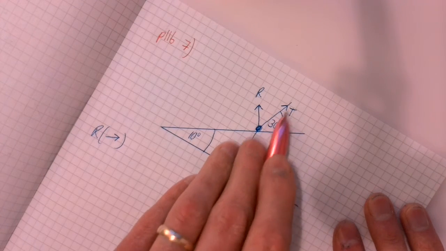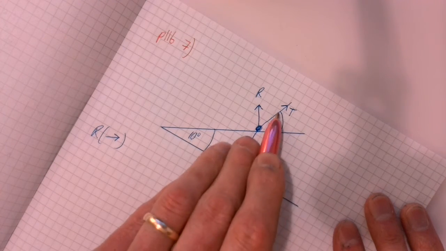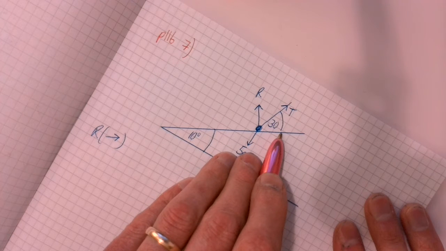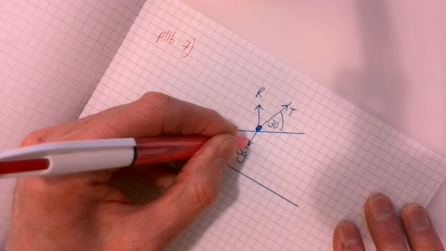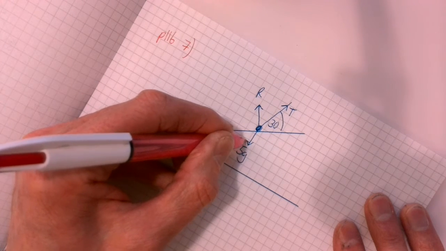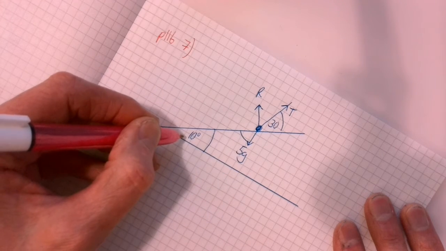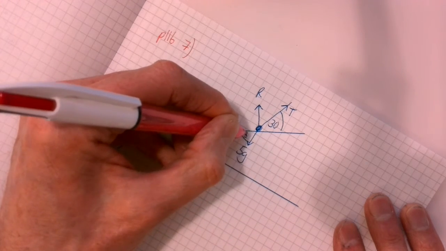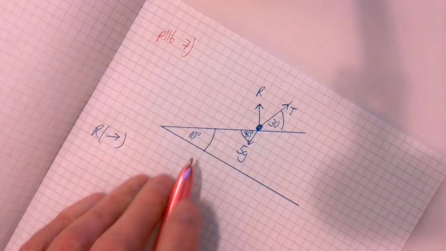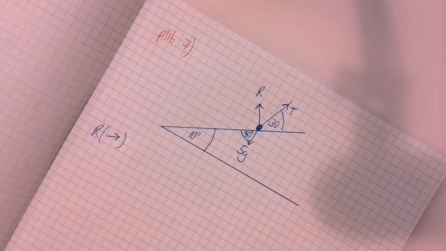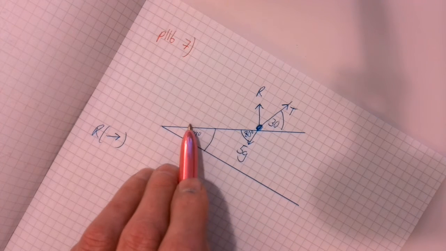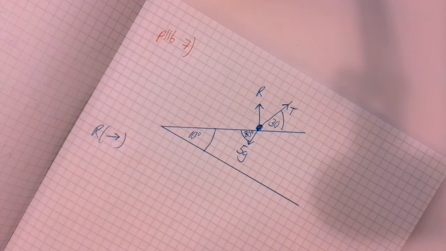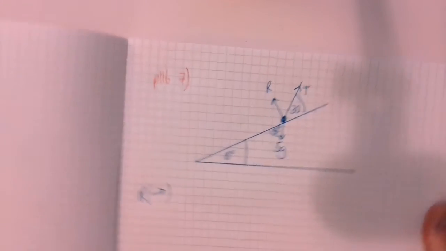I've got this force here pulling it up, and the angle between that force and the plane is 30. And I've got this force pulling it down, and the angle there is going to be 80. I deliberately drew this diagram a bit big, so it's obviously not to scale. So I've worked out in both cases the angle between the force and the direction that I'm resolving in, so I know I can use cos.